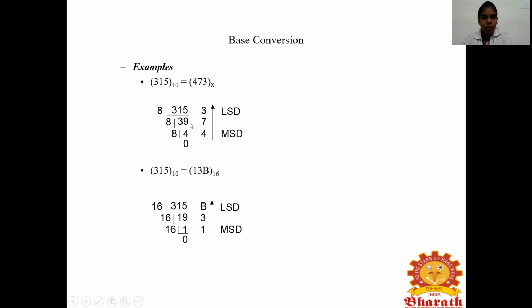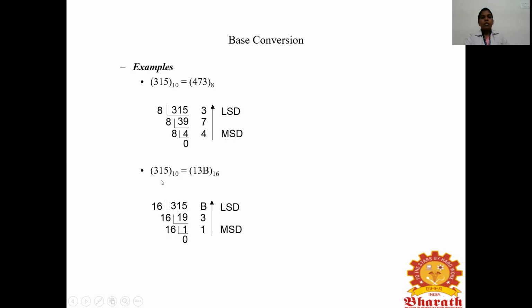Here we have 39, and then again it goes on with 8. 4 8s are 32 and the difference is 7. Then we write the remainders 3 7 4. When we write the answer, we start from the last, so 473 is the answer.